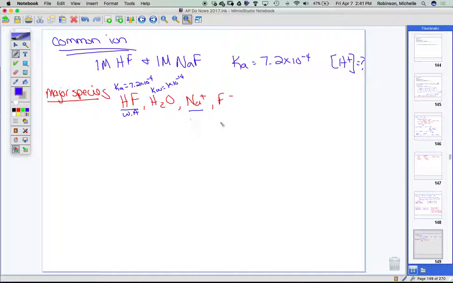What about Na? It's from a strong base, so it is functioning as a conjugate acid, but will it do anything? It won't affect the pH because it's from a strong base. So the K would be nothing practically, right? And then F minus came from what? A weak acid, so it is a conjugate base, so it's functioning as a base, so I need this Kb to be able to compare.